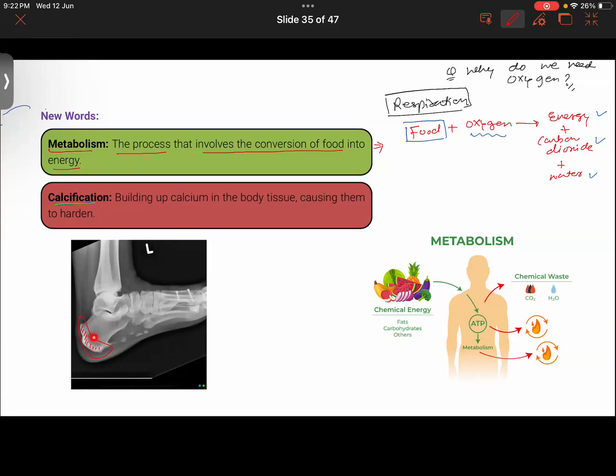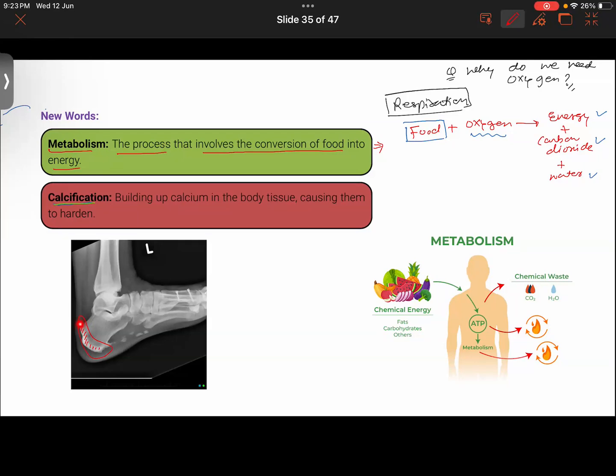Particularly it will be occurring in bones only. Not only, but in other parts also it can occur. So calcification is the accumulation of calcium in the body tissue. It normally occurs in the formation of bone. Or calcium can be deposited, like here it has deposited in an abnormal manner. So it can lead to various difficulties.